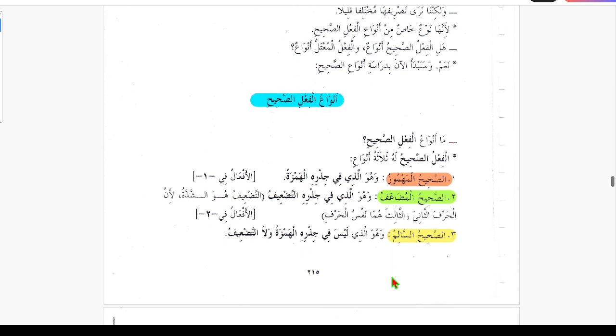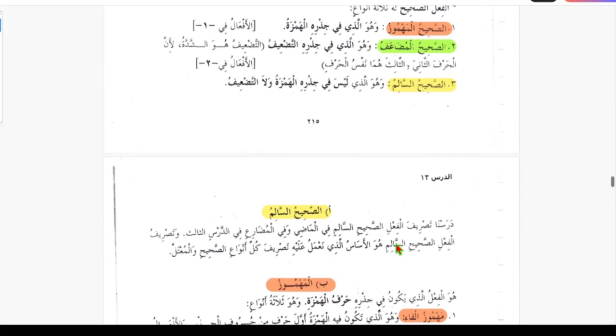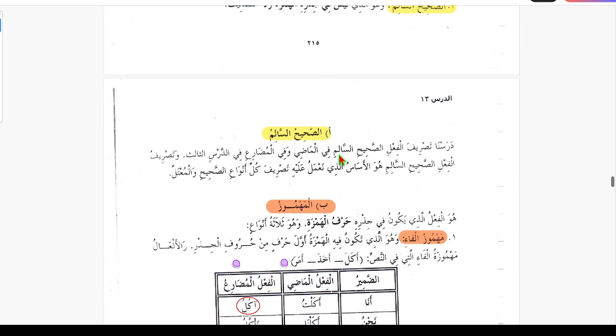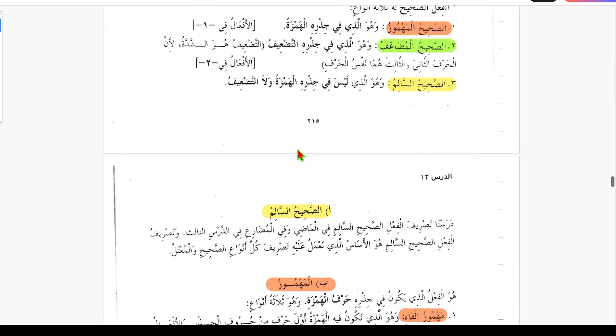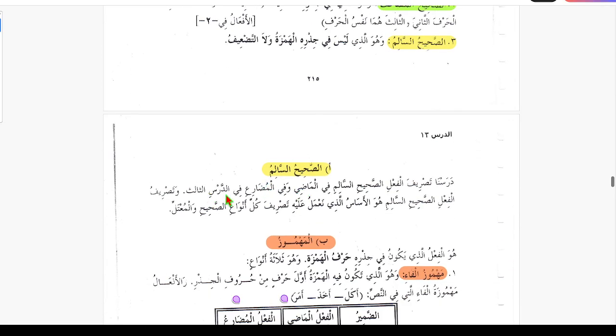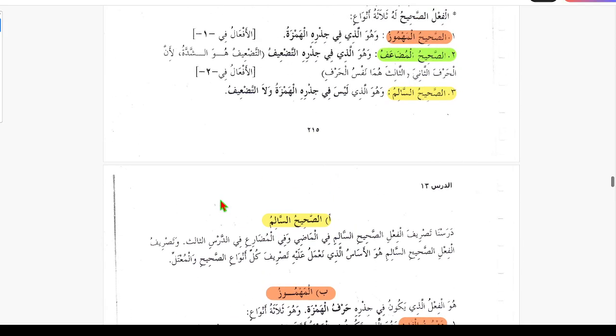And anything else that does not have a hamza and does not have any doubling, then that is the third kind, which is sahihul salim. These are the verbs like nasara, the kind that does not have any hamza or any doubling, and we have already studied those in lesson number 3.